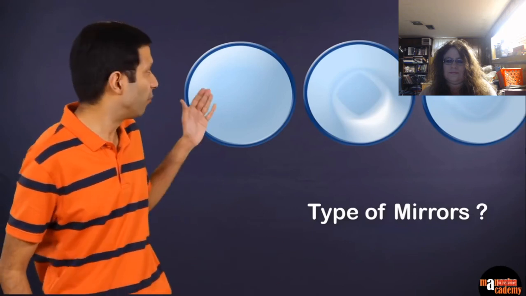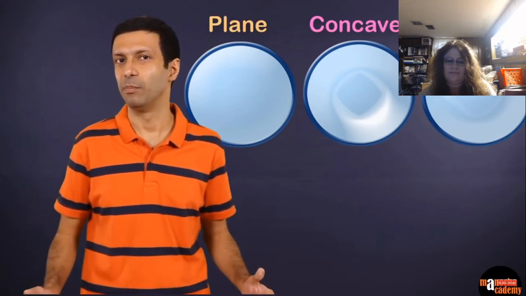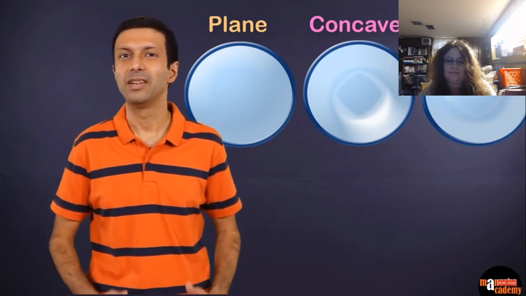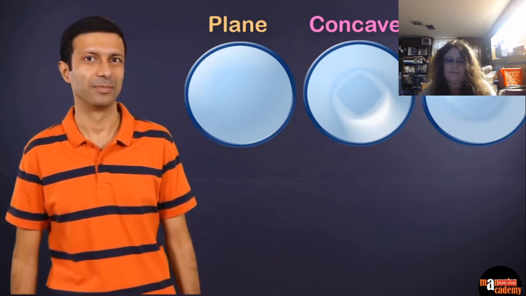Now if I stand in front of the third mirror, I appear to be shorter. Can you guess the type of mirror for each of these? That's right. The first mirror is a plane mirror. The second mirror is a concave mirror. And the third mirror is a convex mirror.